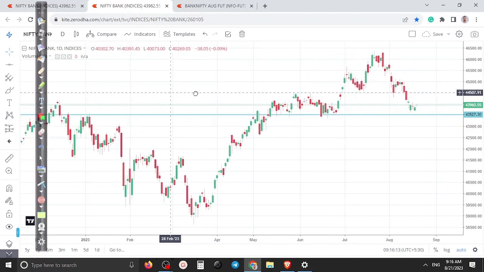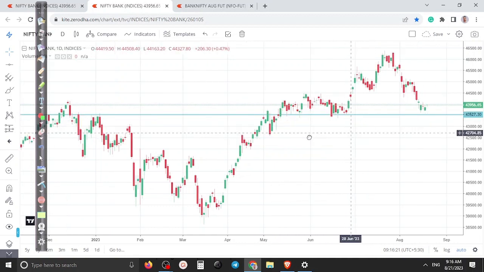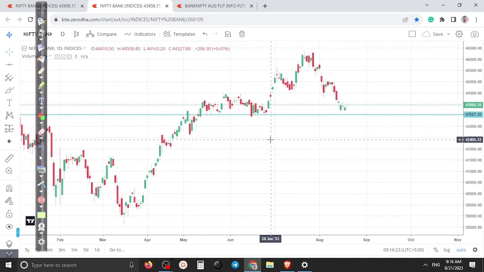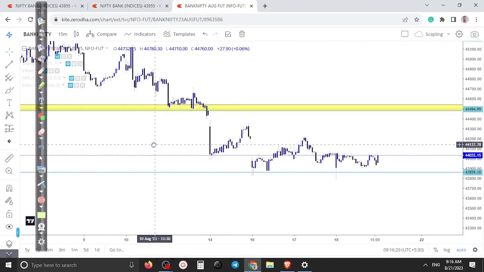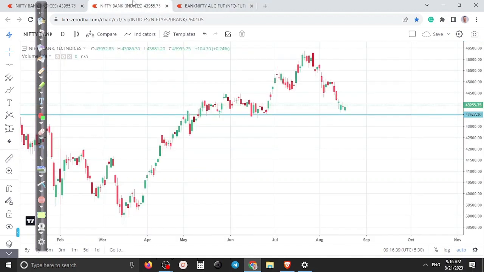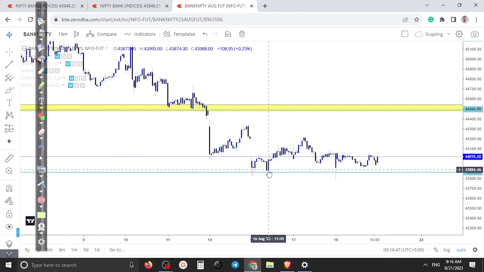All right, so if you see in a larger time frame, that was resistance, then support, support, support, and a very strong support. So that is why we are looking for a buy in this area. Here I'm basically using the future chart. This is the Bank Nifty August future chart. Here we'll see the price difference: 43,950 here and 44,015. It's a little bit of a difference, but the pattern is almost the same.